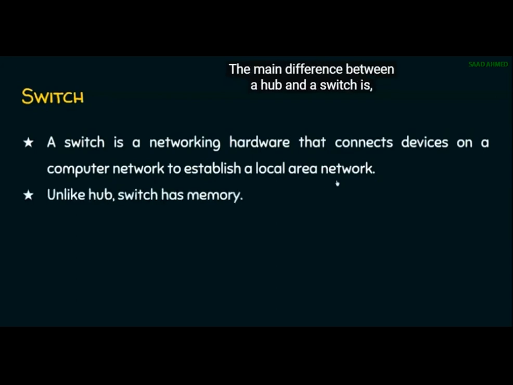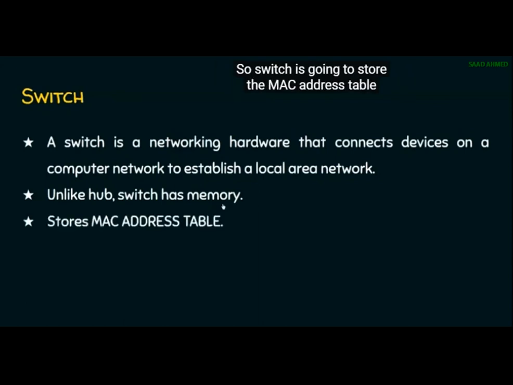But what's the difference between the switch and a hub? Unlike a hub, a switch has a memory. In a computer network, every device is identified with the help of an IP address and a MAC address. It is going to store the MAC address in its table. It's called the MAC address table.